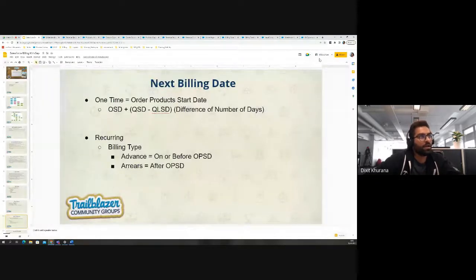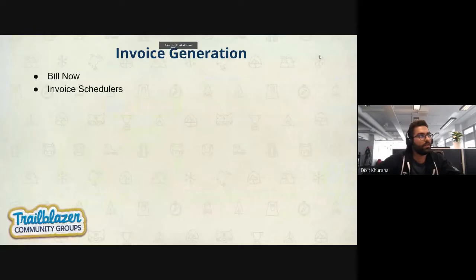Okay. If I go ahead, invoice generation: basically you can generate an invoice in Salesforce Billing in two ways. One is Bill Now and another is invoice schedulers. Bill Now is basically a checkbox. You just need to check that checkbox and you will have the invoice. But generally organizations don't use Bill Now, because the limitation with Bill Now is you will have only one invoice at a time.